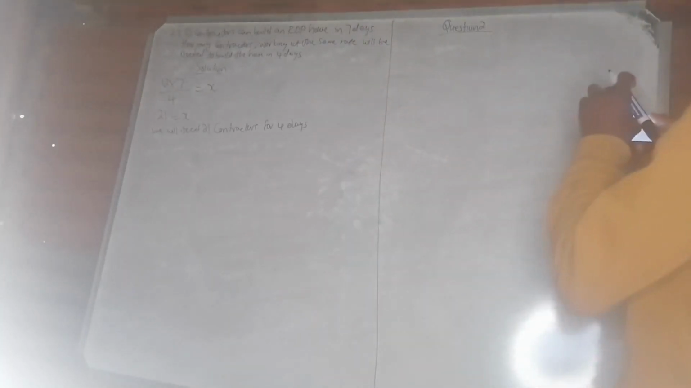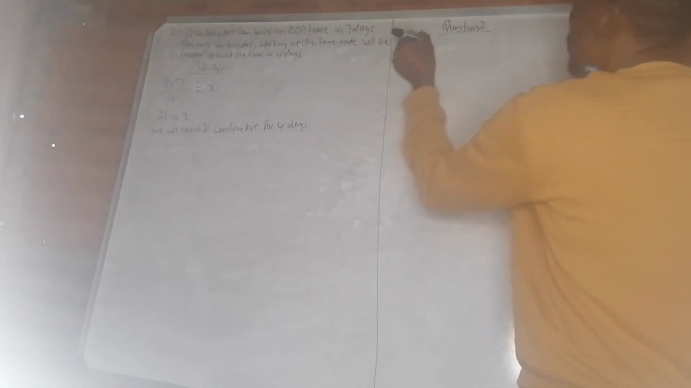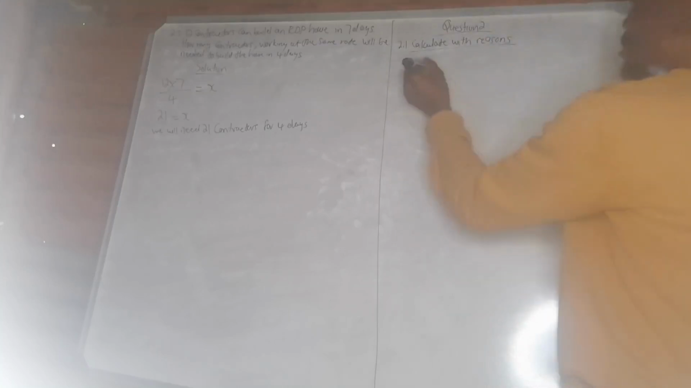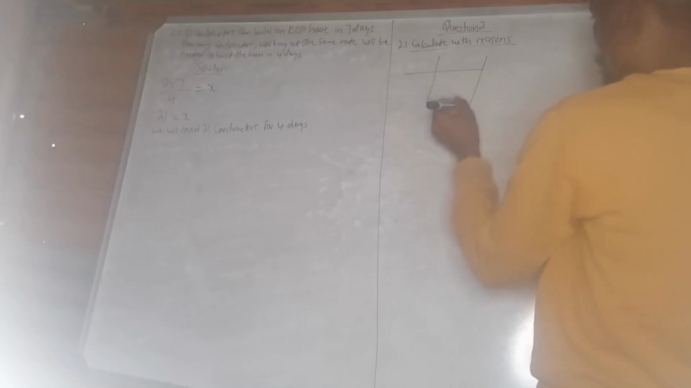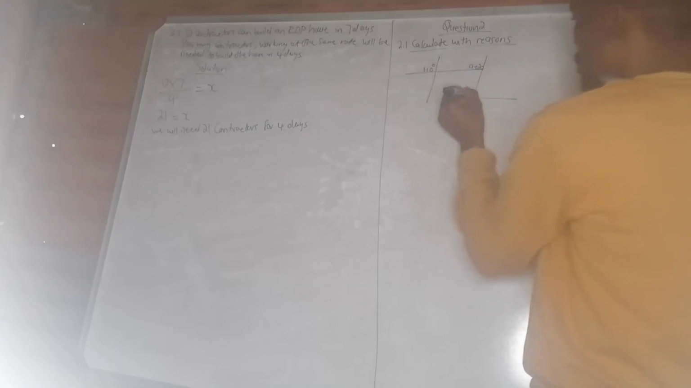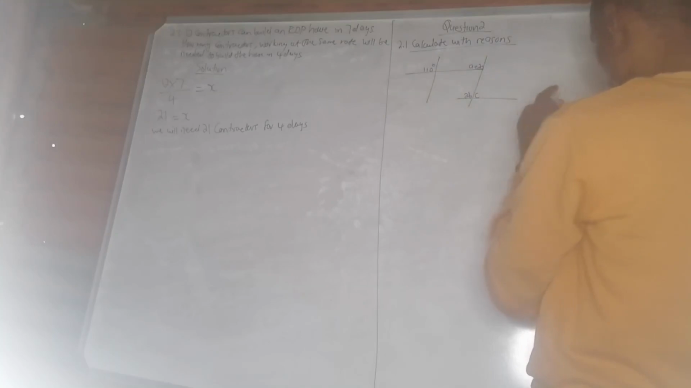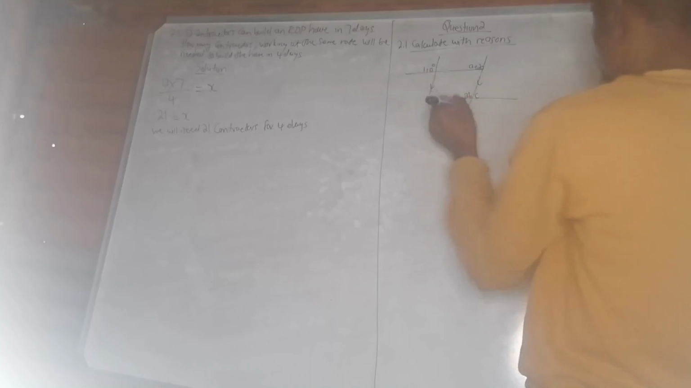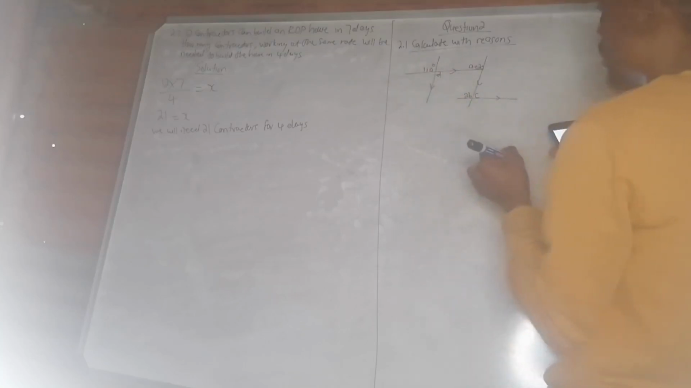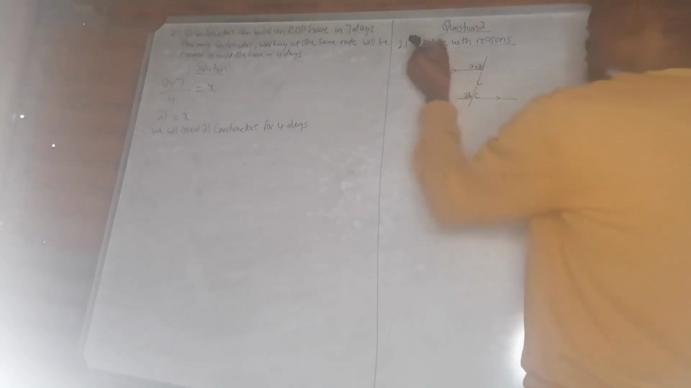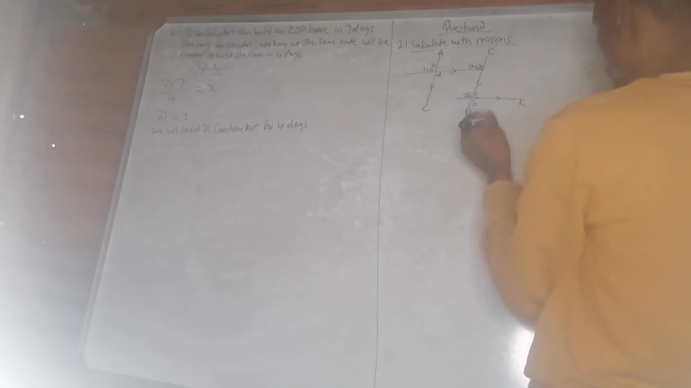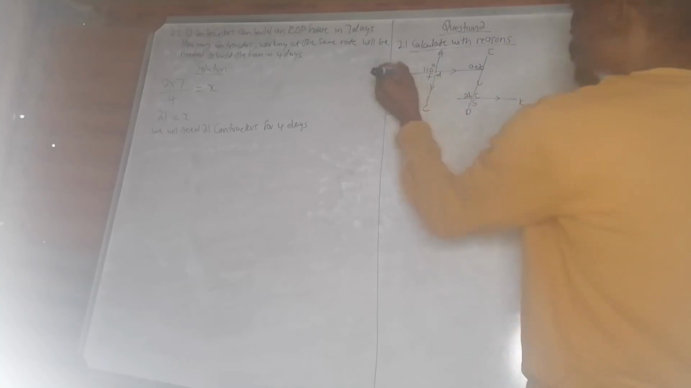Question 2. Calculate with reasons. 110 degrees, A plus 20, 2B, C. This line is parallel to that line. This line is parallel to this line. You are to find A, B, C, D with reasons. This is AC, ED, GK, FB.